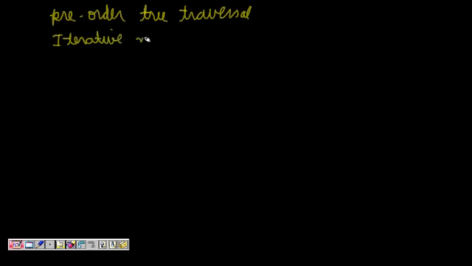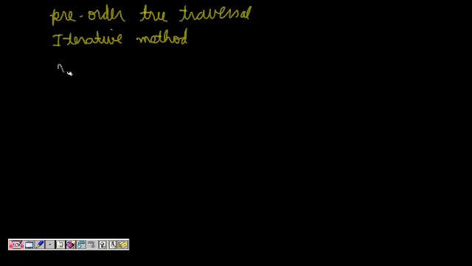We have to do pre-order tree traversal, and it should be done using an iterative method instead of recursion. So how to approach it? Okay, so one thing is that let's first review what is pre-order tree traversal. That will help us.